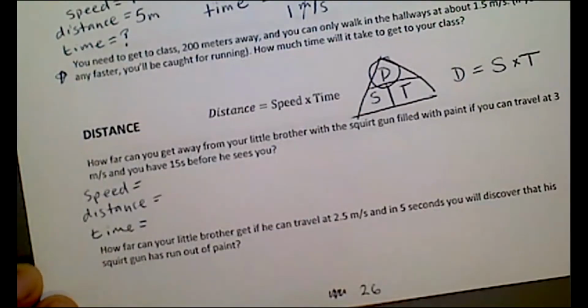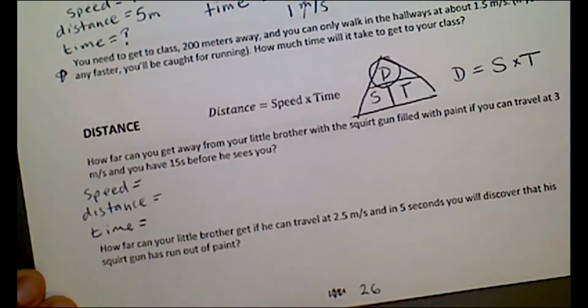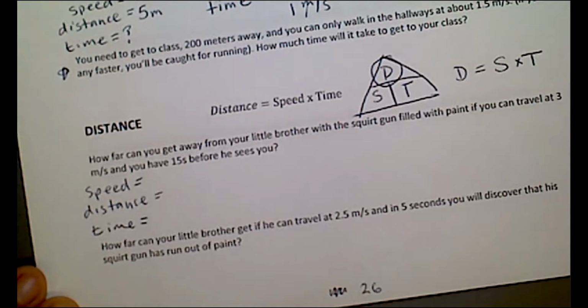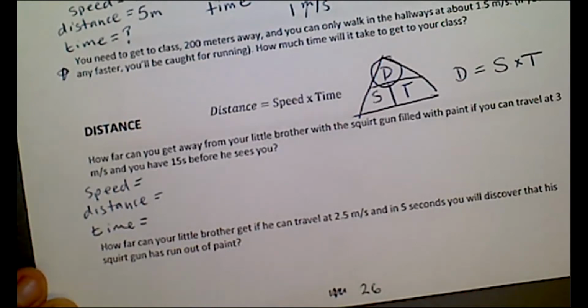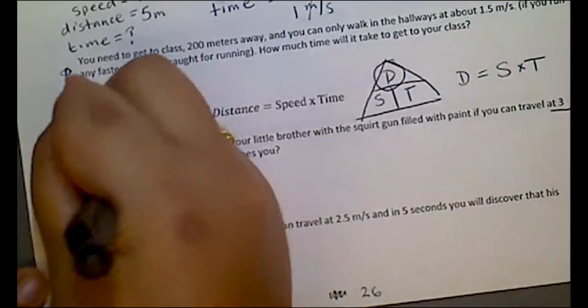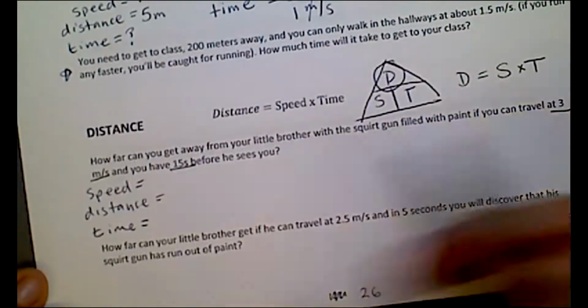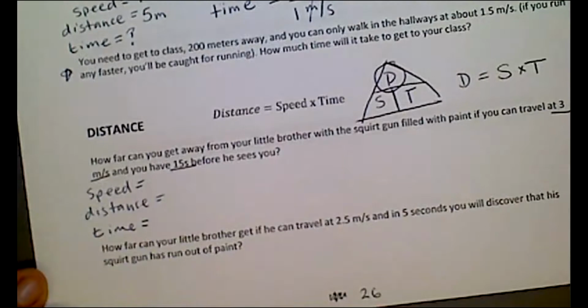And I'm going to read my problem. How far can you get away from your little brother with the squirt gun filled with paint if you can travel at 3 meters per second and you have 15 seconds before he sees you? Okay, that's a weird question, but we'll do it anyways. I'm going to underline my numbers. So 3 meters per second, 15 seconds. And I'm going to label my variables.